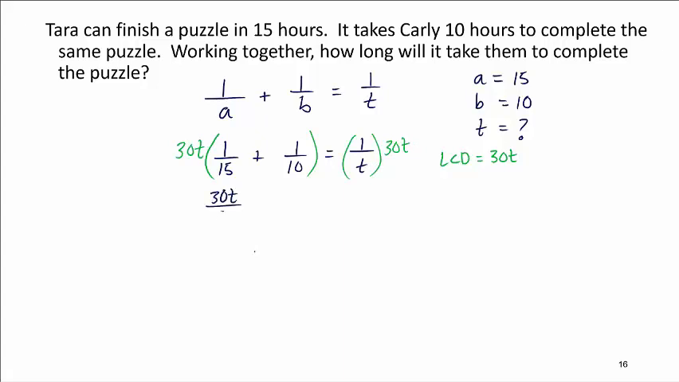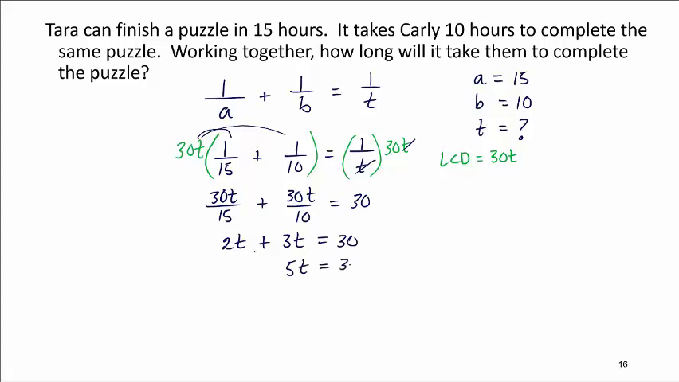So we've got 30T over 15 plus 30T over 10, because I have to distribute that to each of the terms here. And then over here, T cancels, and I'm just left with 30. All right, so clean it up, because when we're done here, we shouldn't have any fractions left over. 30 over 15 is 2, so I've got 2T plus 3T, 30 over 10, equal to 30. 2T plus 3T is 5T equal to 30.